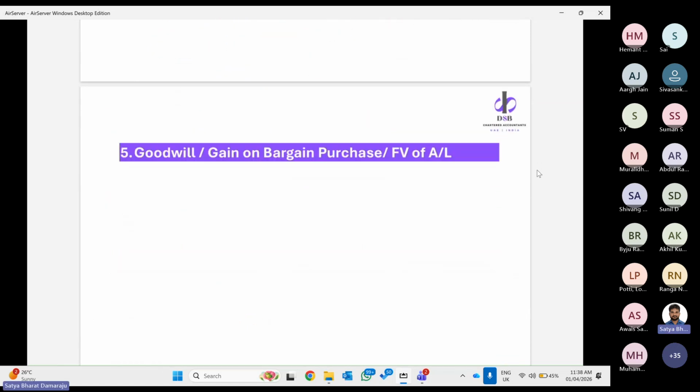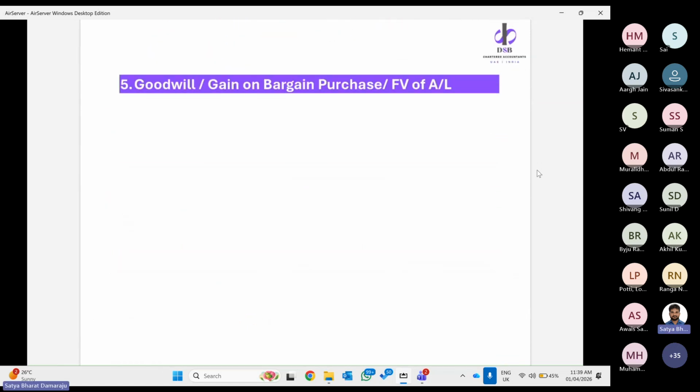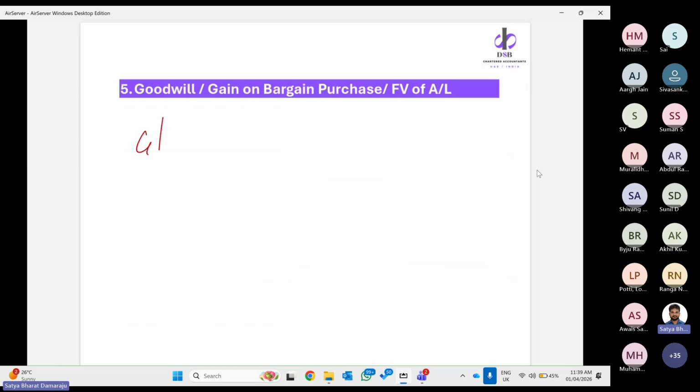We'll go talk about the next deviation. One simple thing: no goodwill, no gain on bargain purchase, no fair value of the step. In case of step acquisition, there will be fair value adjustments. Nothing should be presented in the AFS.